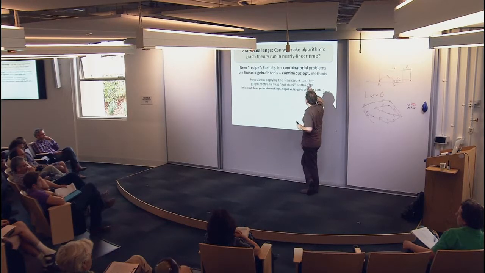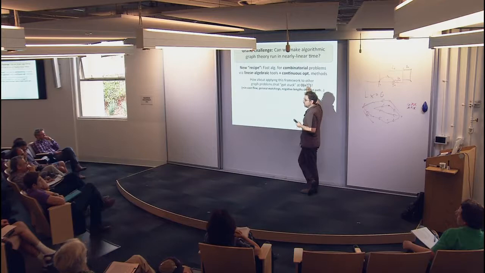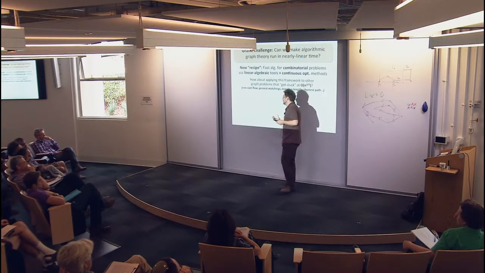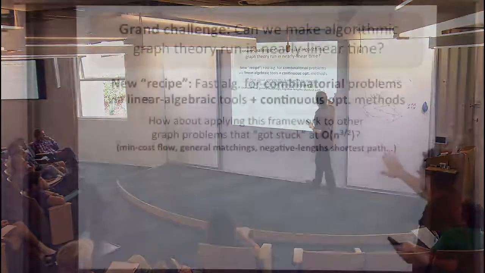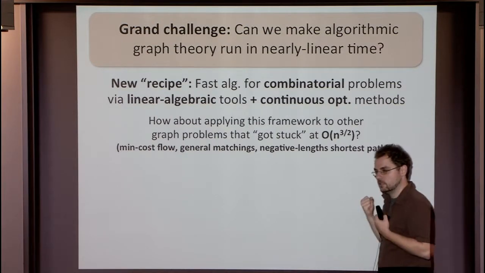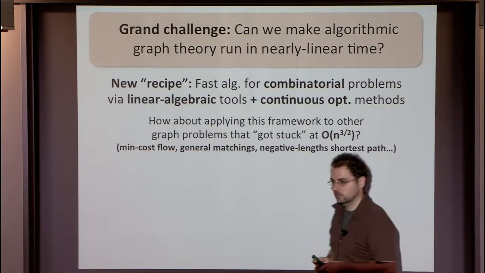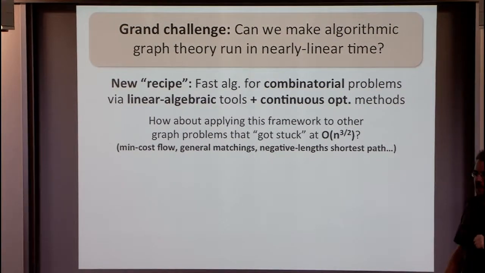Okay, so in particular, there is this m^{3/2} barrier that shows up everywhere, and there is quite a lot of problems that got stuck on this barrier, and usually for similar reasons. So these are just some of them, and the question is, can we just take this framework and finally get rid of this barrier and go all the way to linear time?